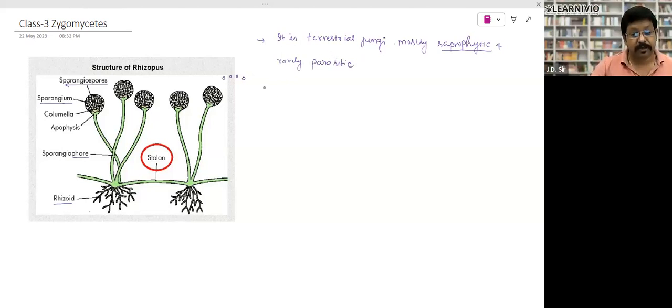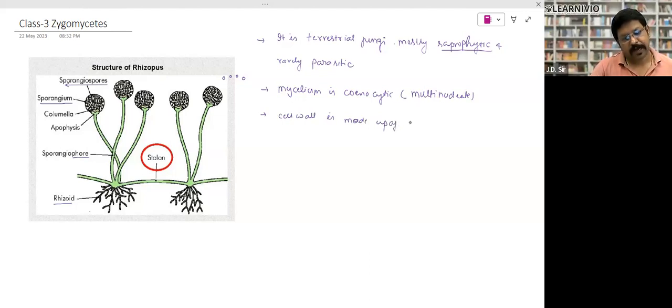What is the second point? The mycelium is cenocytic, and we have discussed this situation. Cenocytic means they are multinucleate, and they are aseptate as well, right? The next one is that the cell wall is made up of chitin. Chitin, I have told you, is a complex sugar. It is known as the fungal cellulose, right?